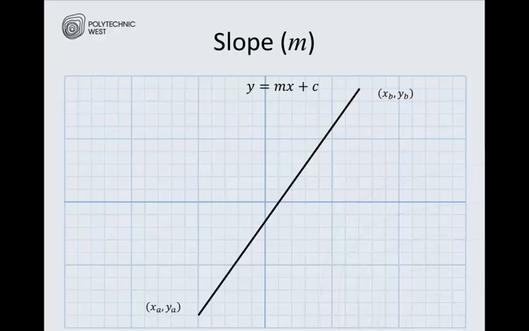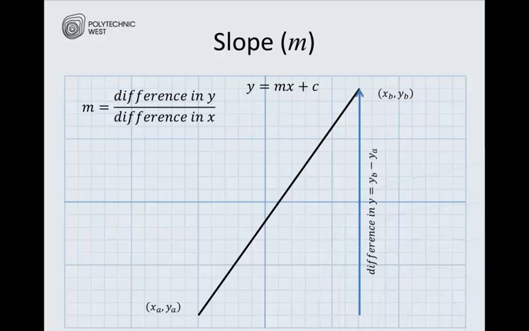Things I can find out about this line segment. Like any straight line, it has the equation y equals mx plus c. And m, which is the slope, is the difference in y divided by the difference in x. This is the difference in y, and it's yb minus ya. Here's the difference in x, and it's xb minus xa. So then m is yb minus ya divided by xb minus xa.